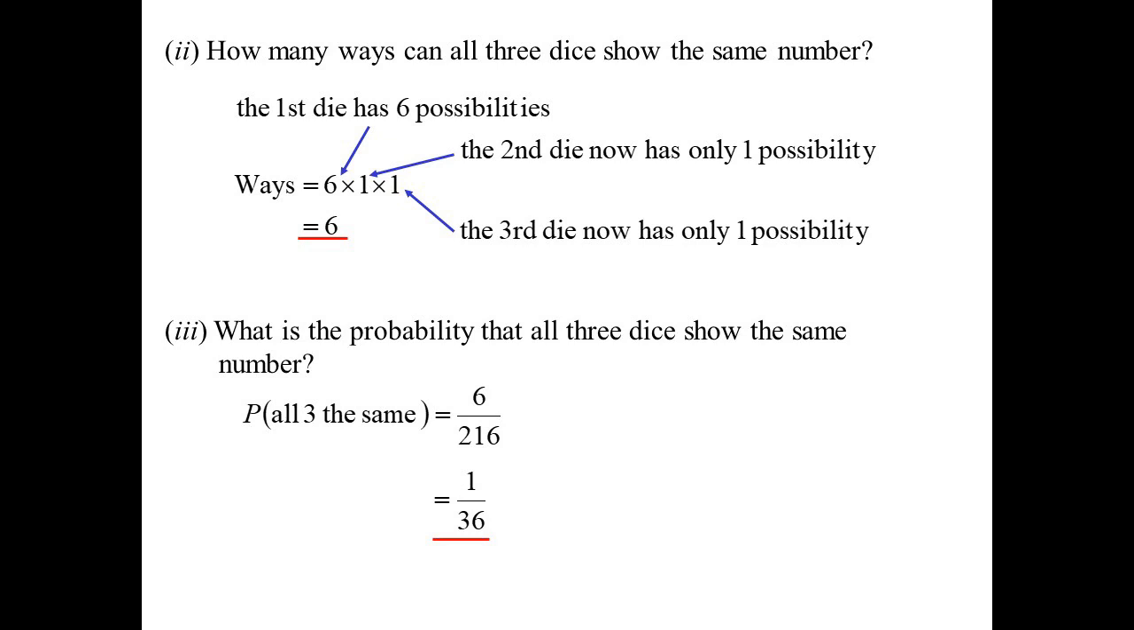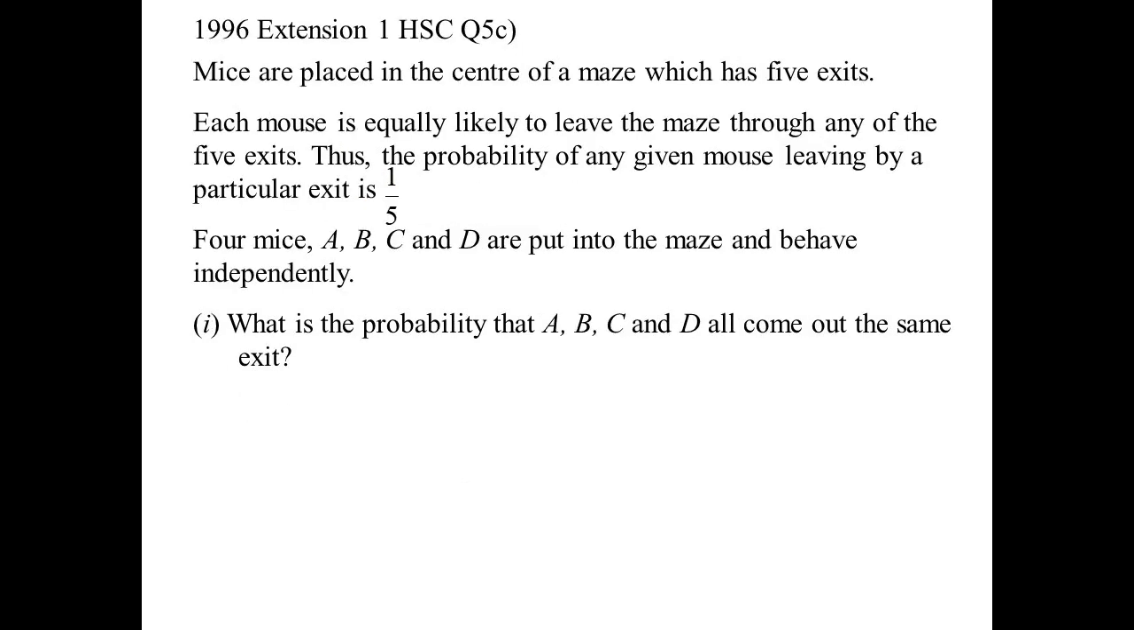Here's an HSC one from 1996, quite old now. We got mice, and we're placing them in a maze. This maze has 5 exits. Each mouse is equally likely to leave the maze through any of those 5 exits. But just to make sure we know what that means, they tell us thus: the probability of any given mouse leaving by a particular exit is 1 in 5. They've got 5 to choose from, so 1 in 5 chance.